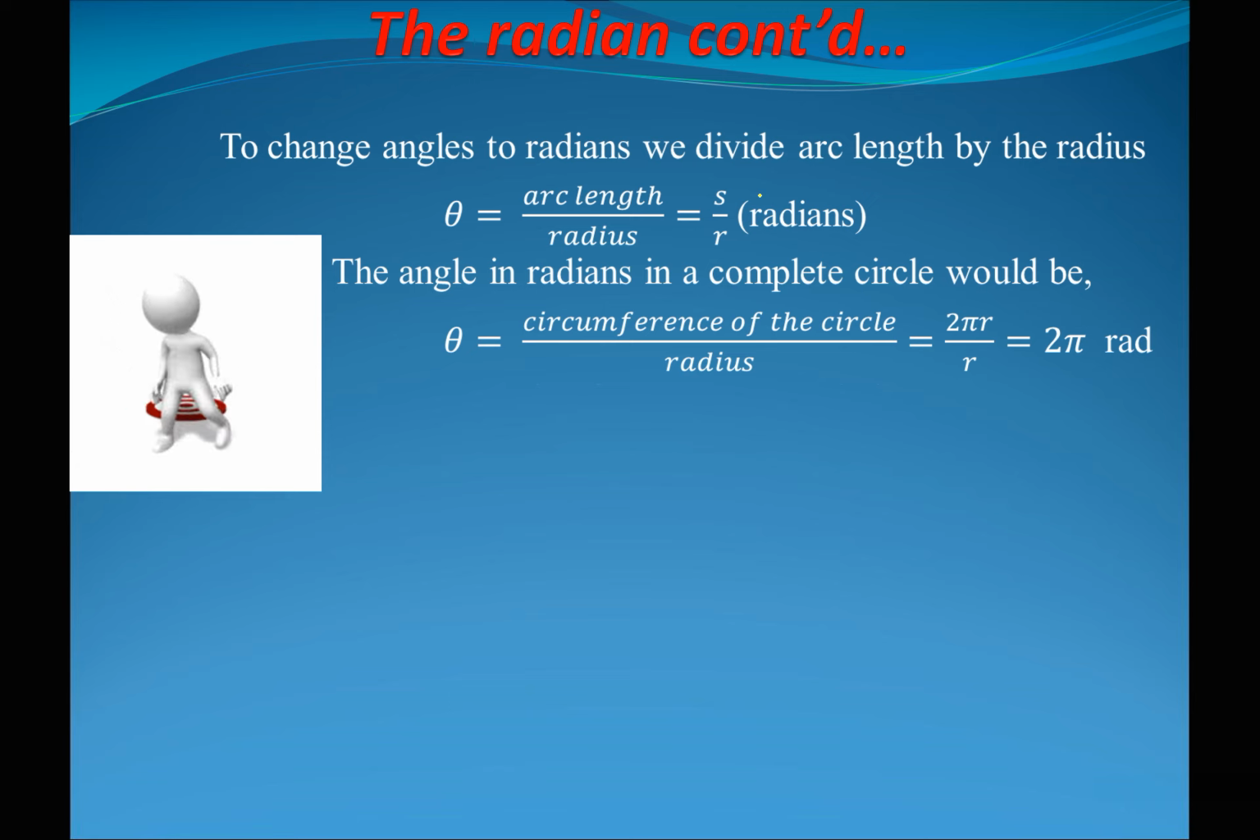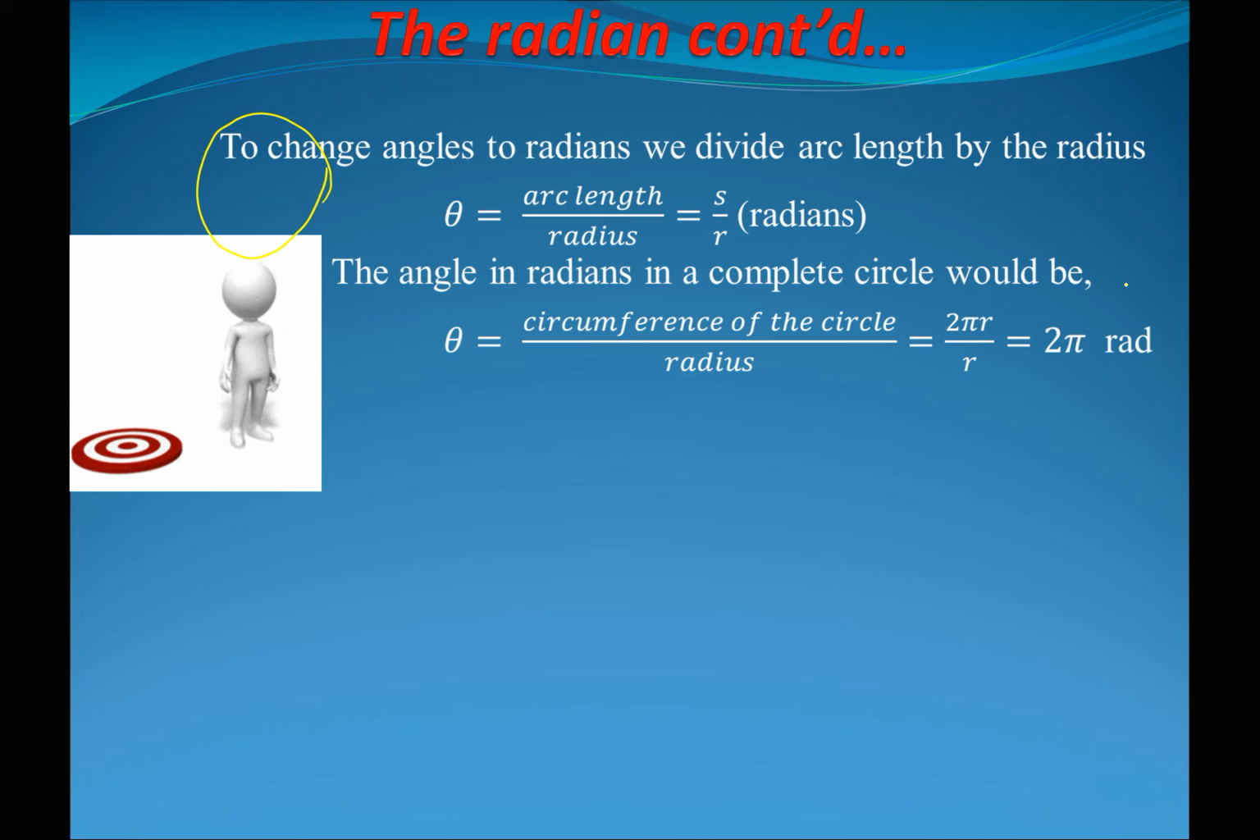Suppose the object makes a complete cycle. It moves a complete circle around the center. So it means the length of the arc is going to be the circumference of a circle. And of course, we know that the circumference of a circle is 2 pi times r. Then we divide this by radius. So that means for one complete cycle, theta is equal to 2 pi in radians.